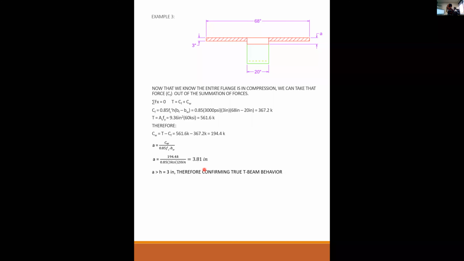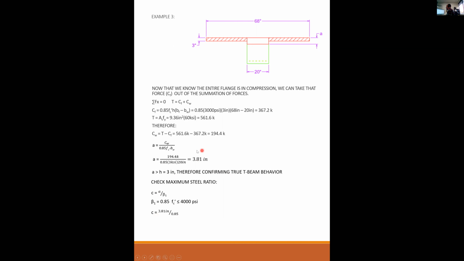Since A, 3.81, is greater than H, 3 inches, we've confirmed that it is a true T-beam behavior. That's just a confirmation of what we found. Okay, now that we have little a, now we can get on with our lives. Check the maximum steel. C is equal to A over beta 1. Beta 1 is still 0.85.